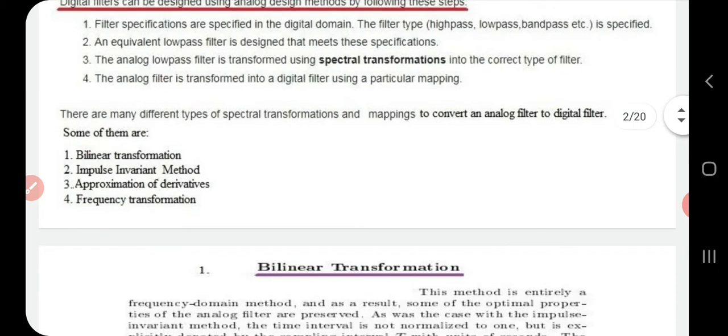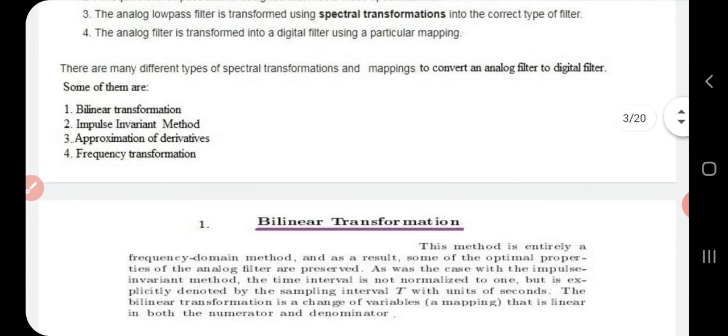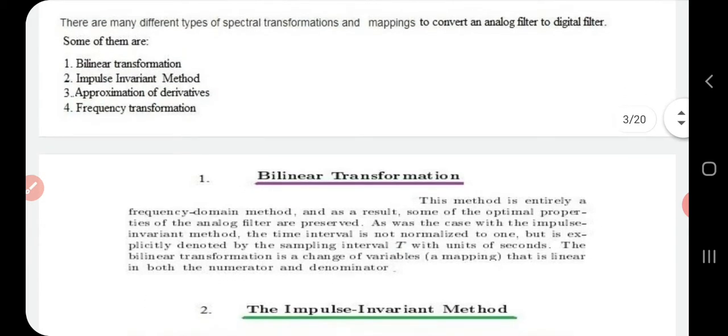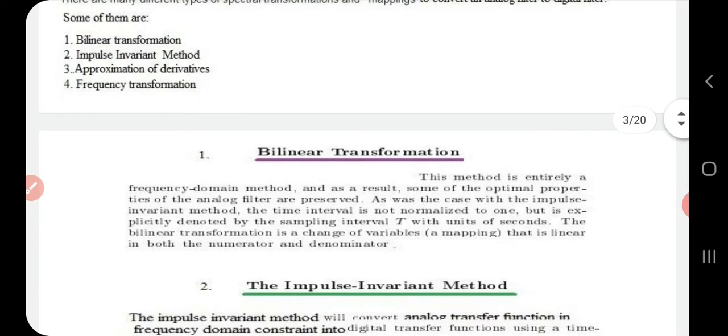Now, there are different types of spectral transformations and mappings to convert an analog filter to a digital filter. Some of them are bilinear transformation, impulse invariant method, approximation of derivatives, and finally frequency transformation. Now, I am not explaining all these four in detail at present. Why? Because in your syllabus you will have to study each of these in detail, so we will come to that. For the time being, I will just briefly describe each of these four topics.